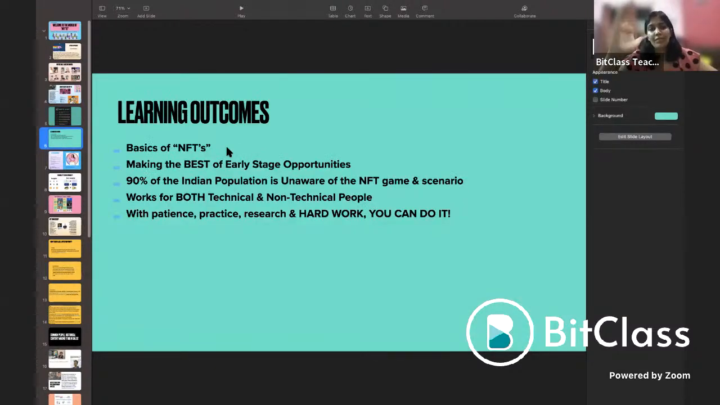So the learning outcomes of this particular workshop are that I'm going to cover the basics of NFT, guys. And I would sincerely like to congratulate each and every one of you who's joining the session today, because we can make the best of the early stage opportunities, right? Now, 90% of Indians know what the stock market is, they know what the crypto market is, but what they don't know is the NFT market, right? So you exploit this opportunity. I want each and every one of you to make good use of this session, right?